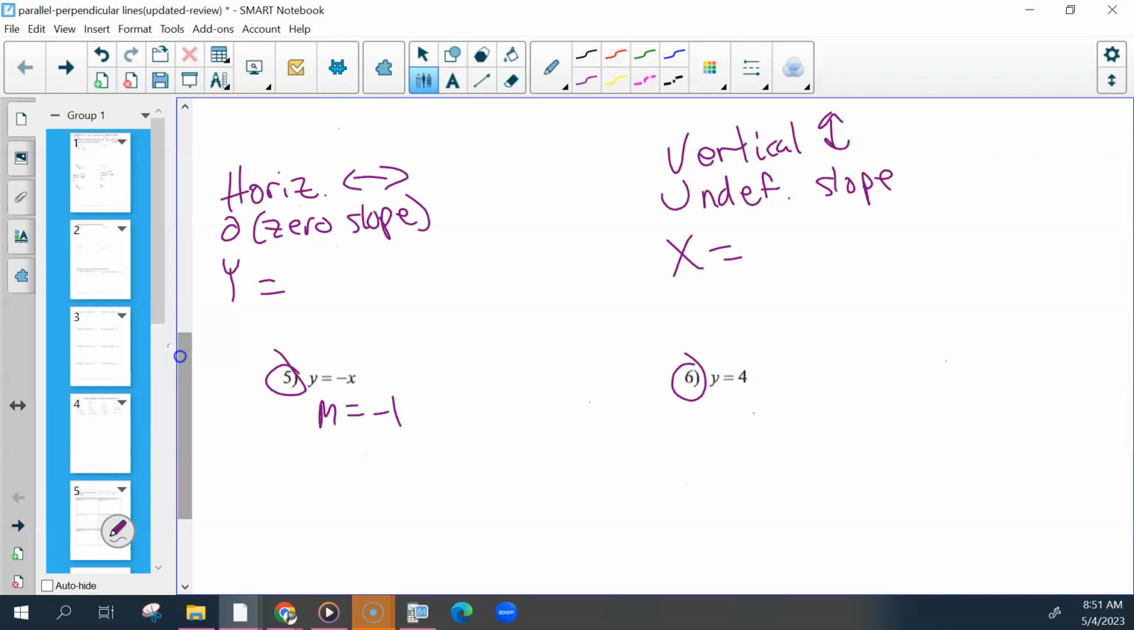But for 6, what would the slope that's parallel to that one be? 4 is not the slope. It's a y equals. What is that slope? 0. So that's where it gets tricky, and we have to remember the difference. Do you have questions about those before we continue? Go on to the next page.